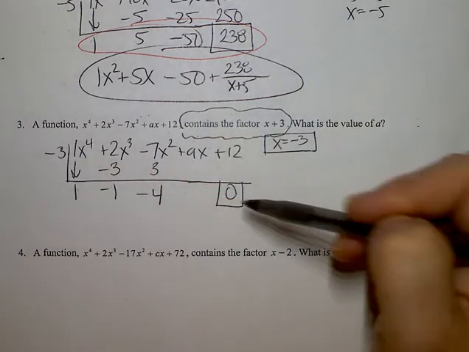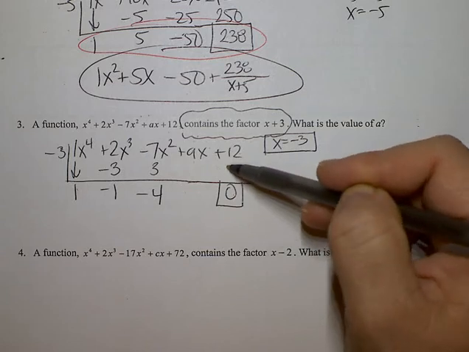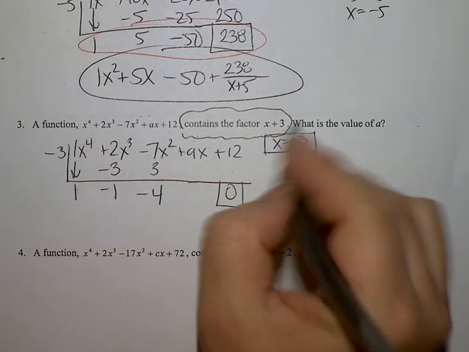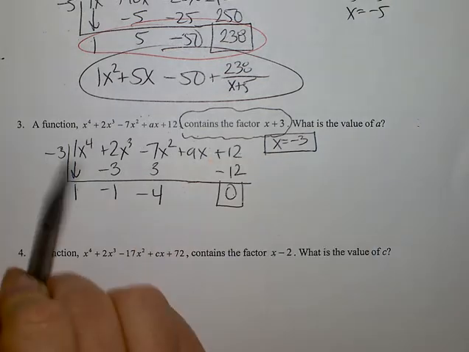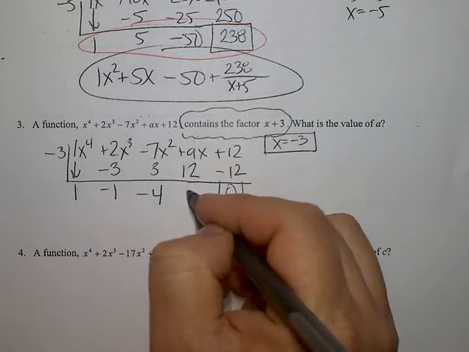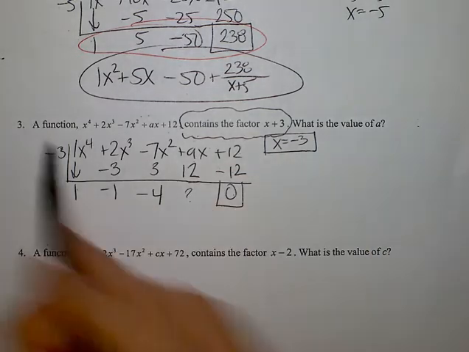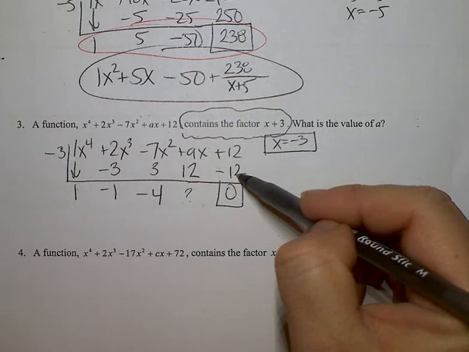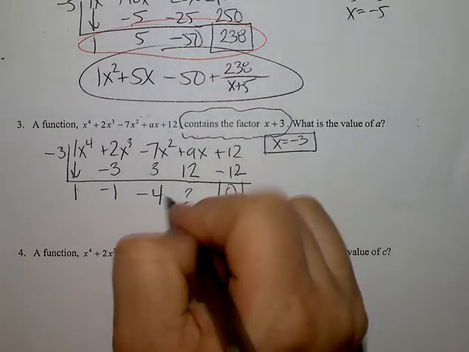Now, if this equals 0, what numerical value should be here so that when you add down, you end up with 0? And so when I multiply, I get 12 again in this position. So I have to ask myself, negative 3 times what number? Because remember, negative 3 times what number is going to give you a negative 12? And the answer is 4.